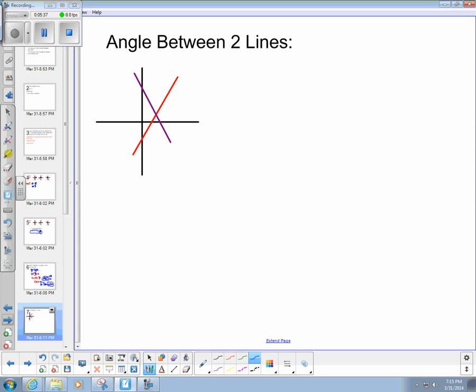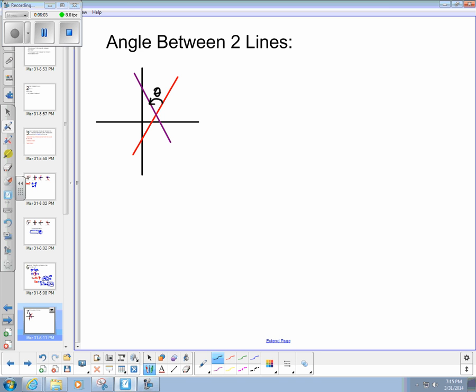Okay, now let's look at the angle between two lines. So in this picture, I've got two intersecting lines. And when we're talking about the angle between two lines, we are talking about the acute angle formed by the intersection of the lines. Okay, so we're looking for an angle that's less than 90 degrees or less than pi over 2.